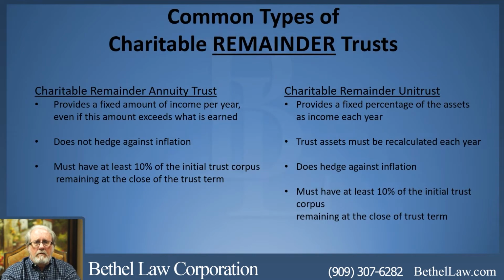Now, common types of charitable remainder trust. There's really two types that we work with a lot. One is a charitable remainder annuity trust, which provides a fixed amount of income per year back to the family, even if the amount actually exceeds what has been earned by the charitable trust on the investment. So again, this will not hedge against inflation, because you do have that fixed term, but it could chew up the principal somewhat as years go by if the earnings on the principal don't match the actual fixed amount of income that you want per year.